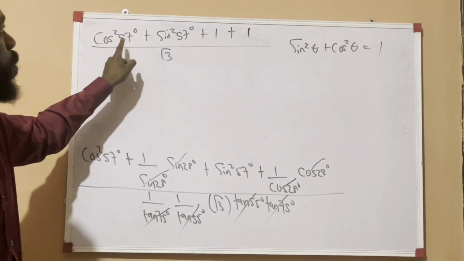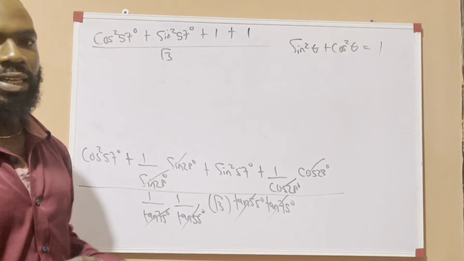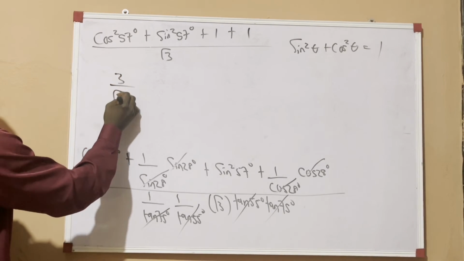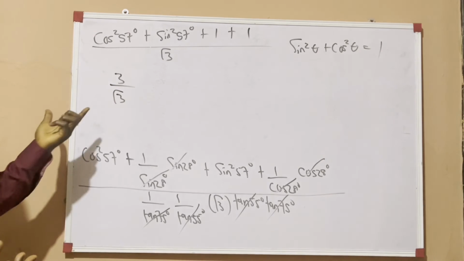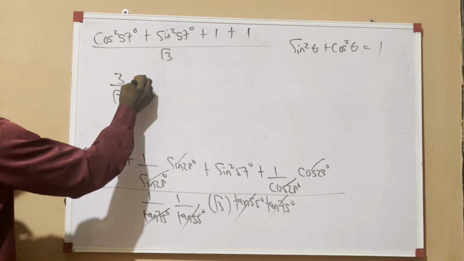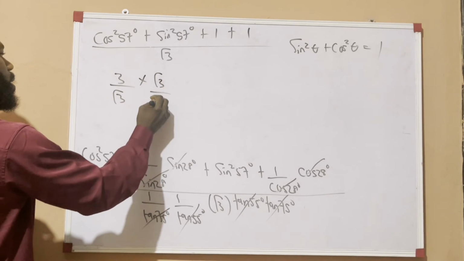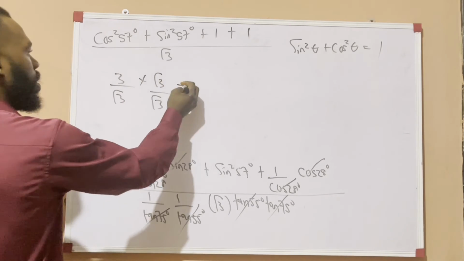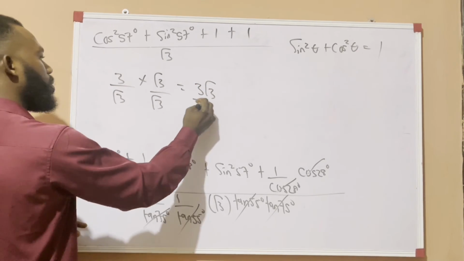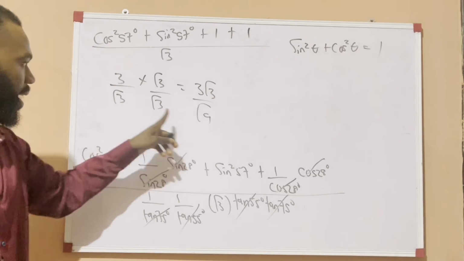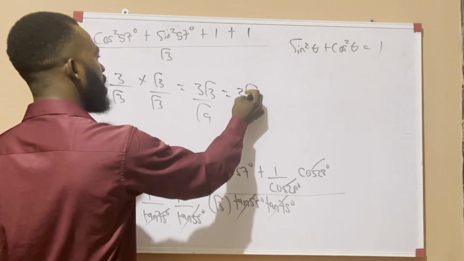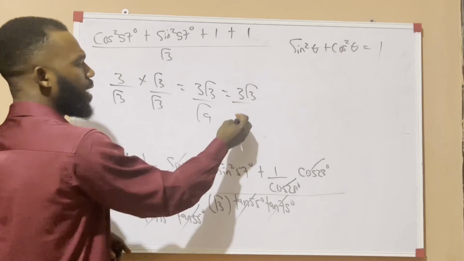So 1 plus 1 plus 1 gives us 3. So here becomes 3 over root 3. Are you with me? Now, if I want to rationalize it because of the root in the denominator, I multiply by root 3 over root 3. Now, 3 times root 3 gives us 3 root 3, and root 3 times root 3 gives us root 9. How did I get 9? 3 times 3 gives us 9. And root 9 gives us 3.